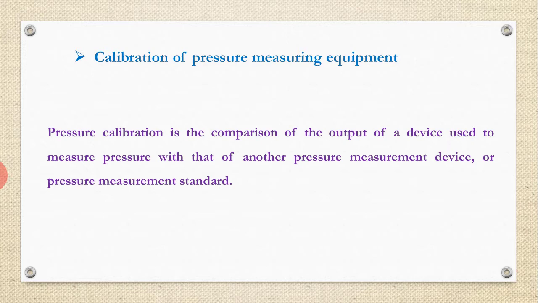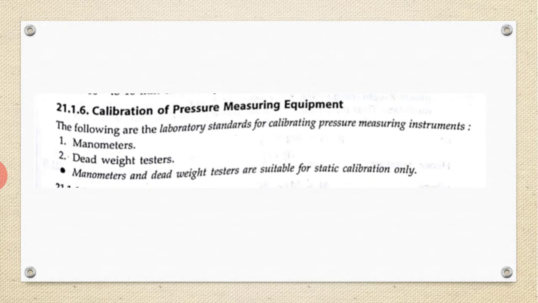Now, the last bit of this module is the calibration of pressure measuring equipment. Pressure calibration is the comparison of the output of a device used to measure pressure with that of another pressure measurement. I repeat, the output of a device used to measure pressure with that of another pressure measurement. Some calibration measuring equipments are manometers and deadweight testers.